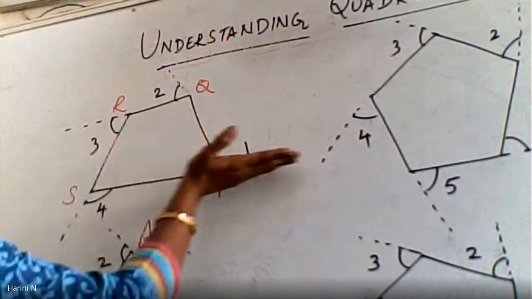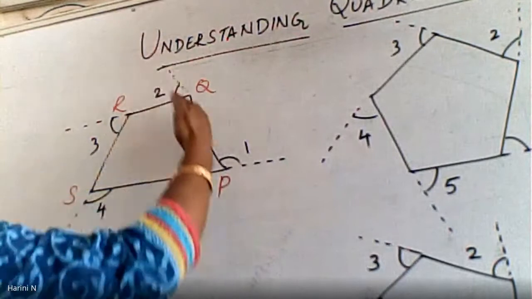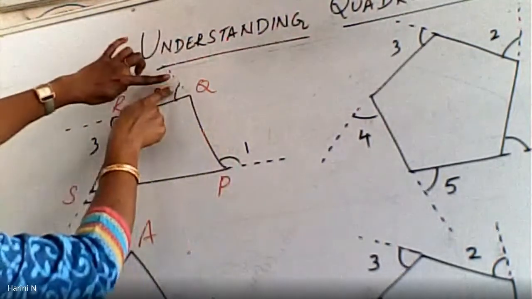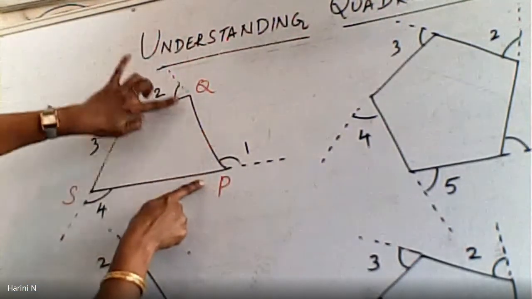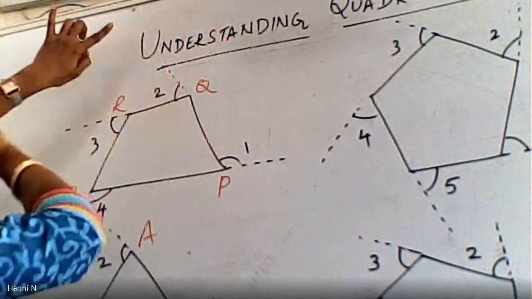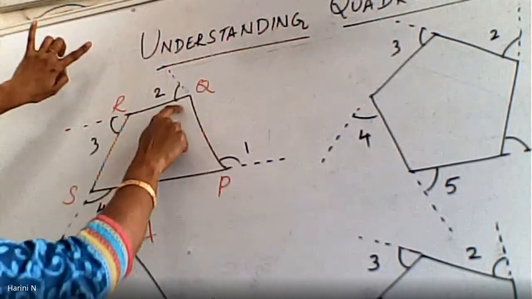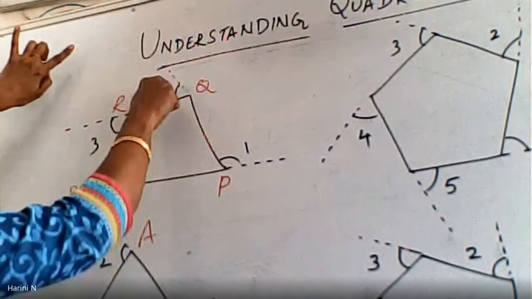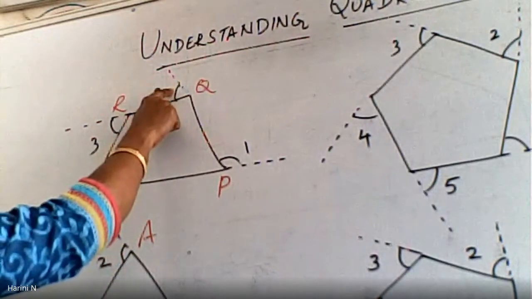Similarly, because you extended SP, now you have to go in the anti-clockwise direction and extend. Keep your scale along PQ. Keep the scale from P to Q and extend. So this is your interior angle. There is a common arm. So the adjacent angle will become your exterior angle.